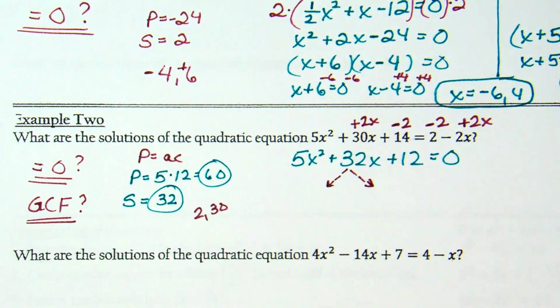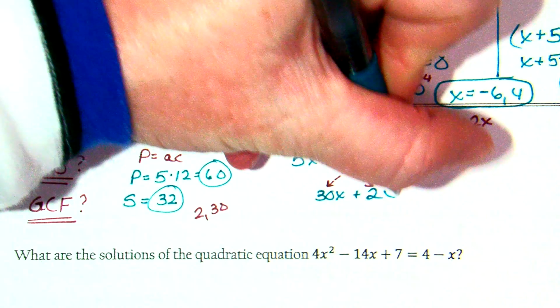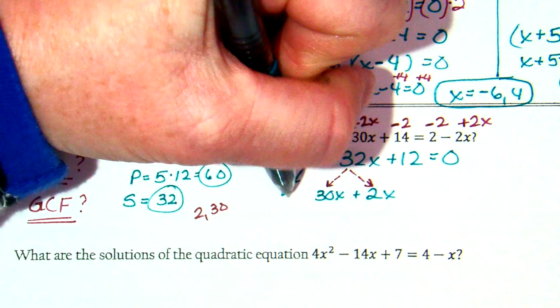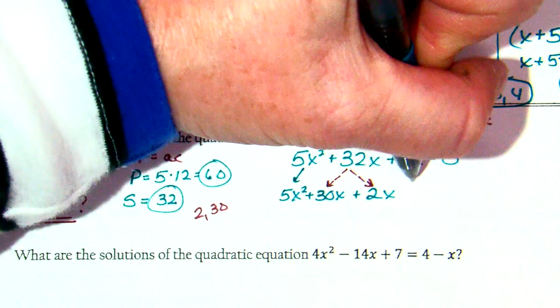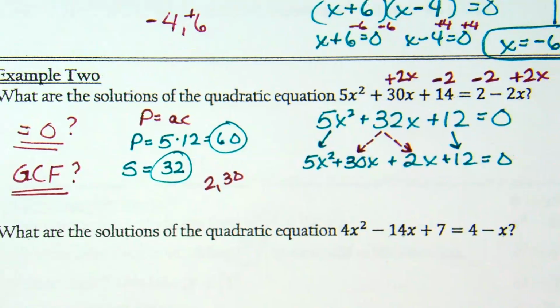So we're going to split that 32x into 2x and 30x. You can either say 2x plus 30x or 30x plus 2x. It doesn't matter. Honestly, it depends if you see some factoring ahead that you want to look at. Is it okay if I say 30x plus 2x? What about your first and last terms? 5x squared carries down, plus 12 carries down, and the equals 0 carries down.